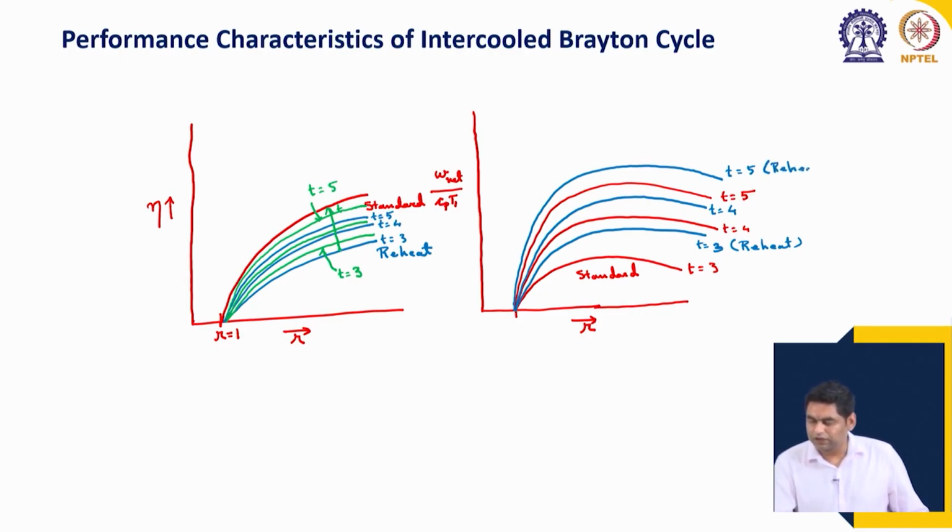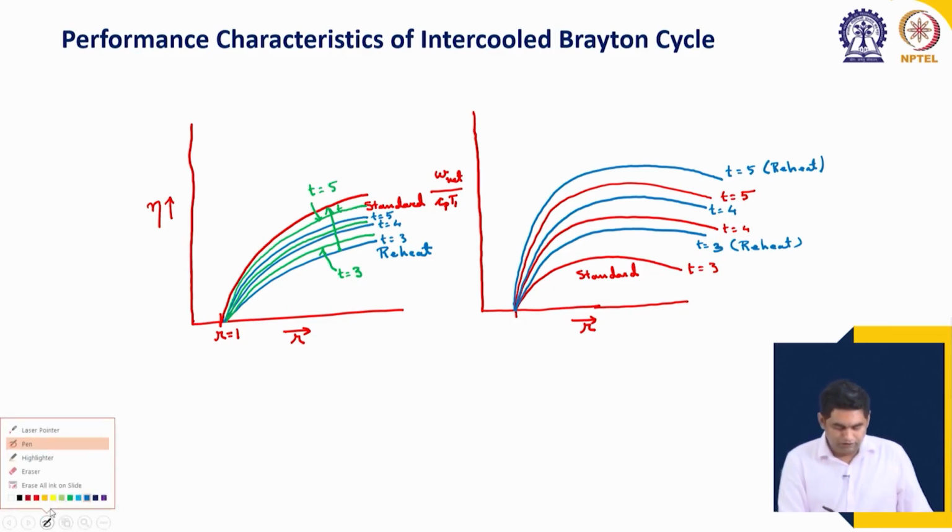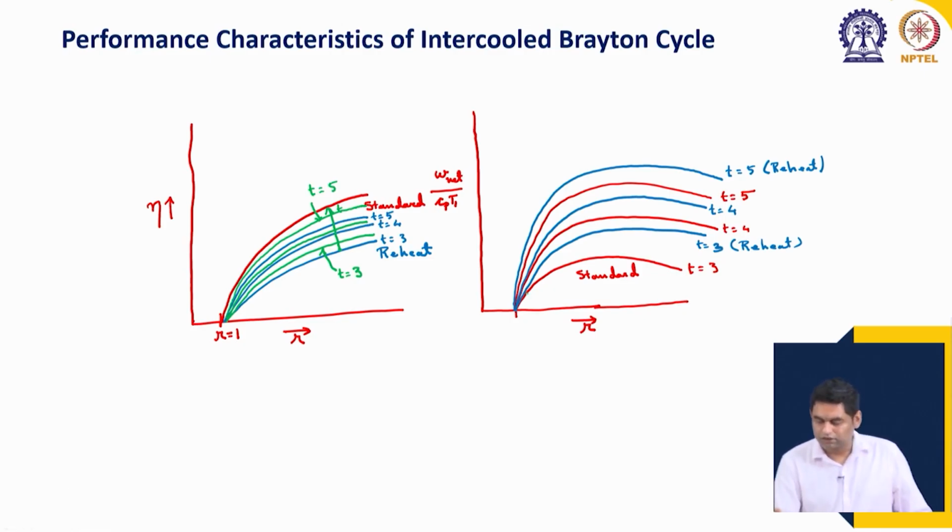So, the effect of intercooling is not as much as reheating, but still it increases the work output compared to the standard cycle. So, if I draw the intercooled cycle work variation, net work output variation, it will be somewhere in between the corresponding case for reheating and for the standard case. So, this will be T equal to 3 intercooled, or intercooling.